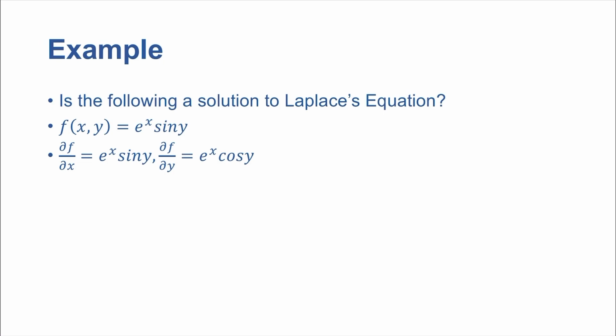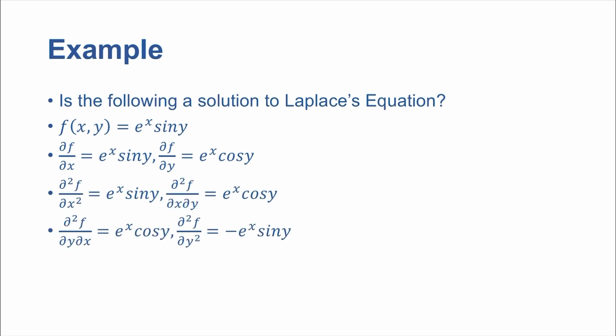And then we take all of the other partial derivatives. So partial squared f by partial x squared equals e to the x sine y. Then partial squared f by partial x partial y equals e to the x cosine y. And then by what we proved yesterday, that's going to be equal to the other cross term, e to the x cosine y. And then finally, partial squared f by partial y squared is equal to negative e to the x sine y.